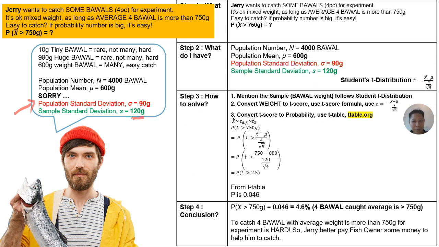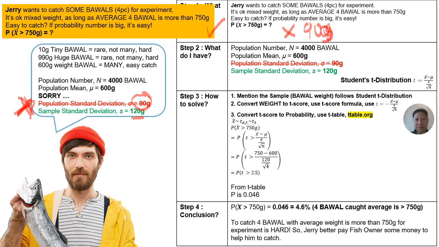We're going to follow the steps to find what will be the new probability. If we don't have the population standard deviation, will our probability number increase, stay the same, or decrease? Step number 1. This is what me and Jerry want. We want to catch 4 fishes whose average is more than 750 grams. Only that this time we don't have the population standard deviation, the 90 grams.